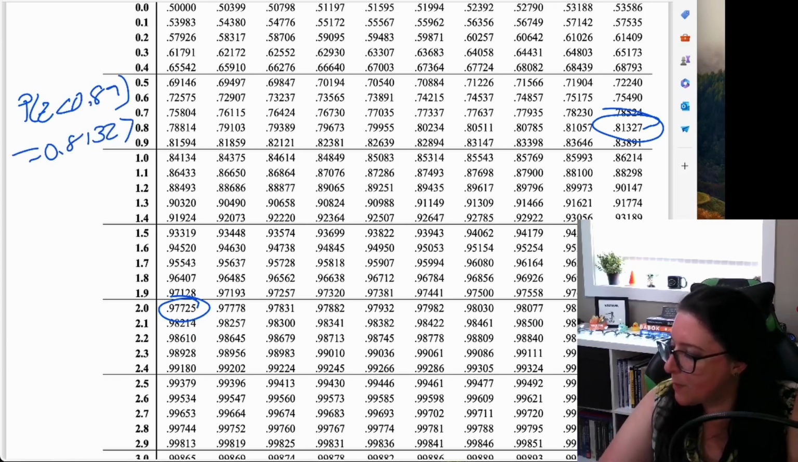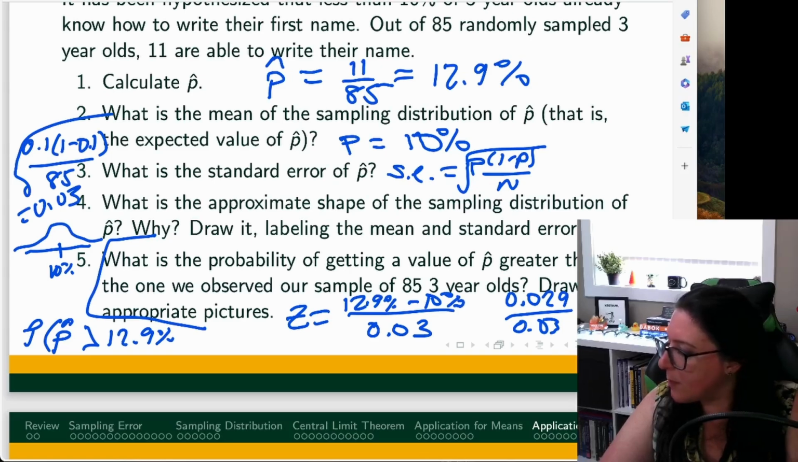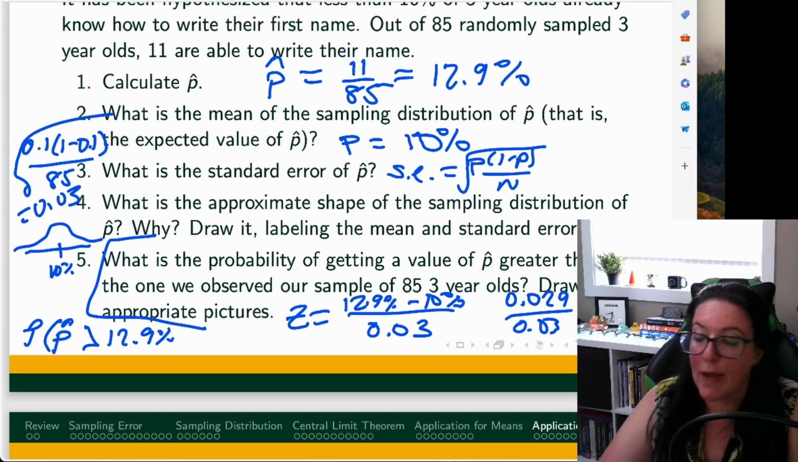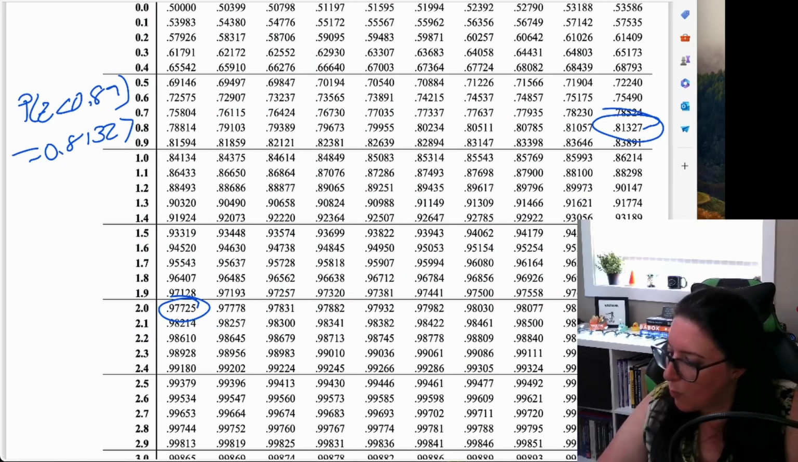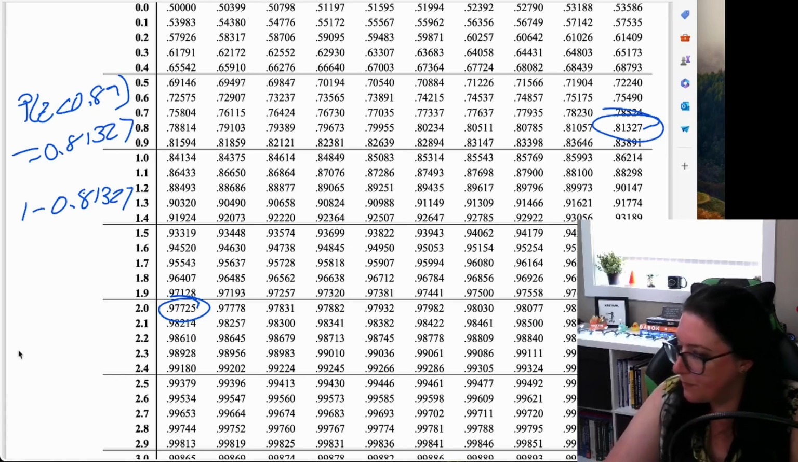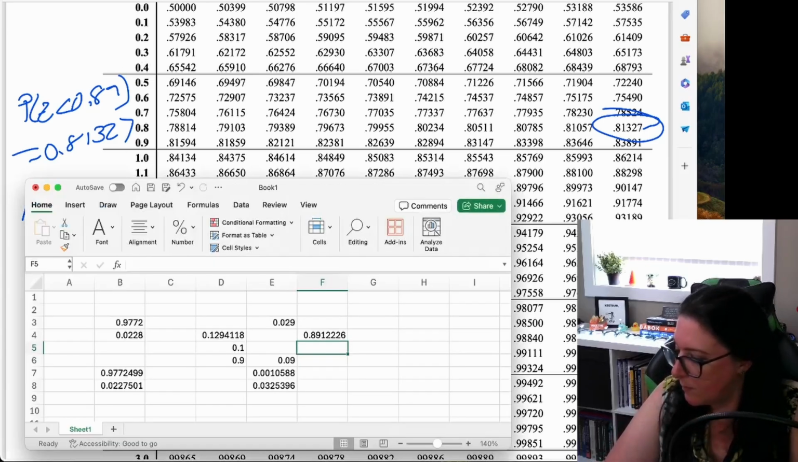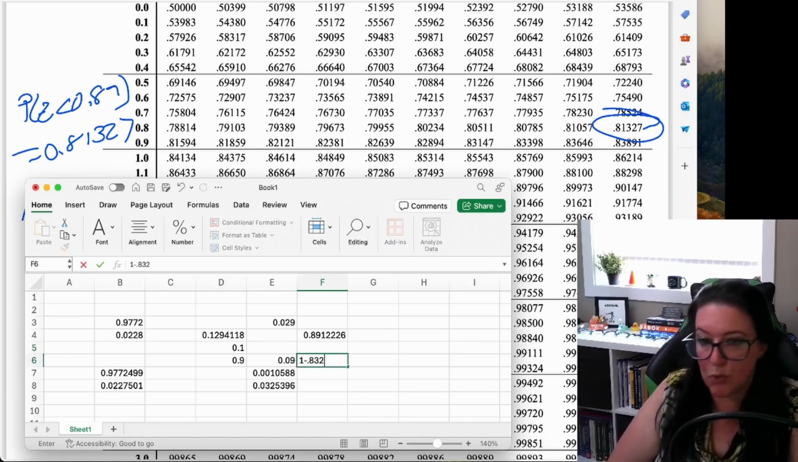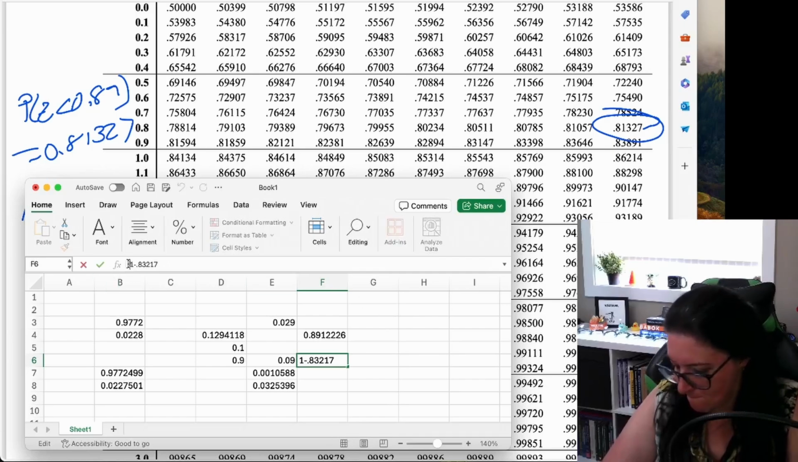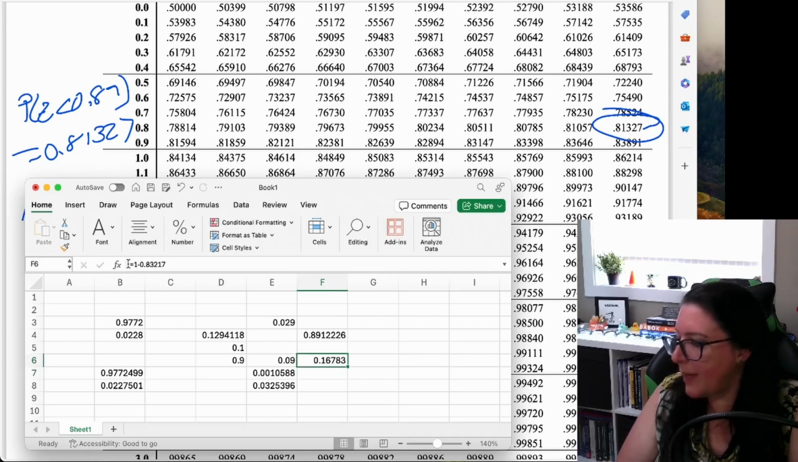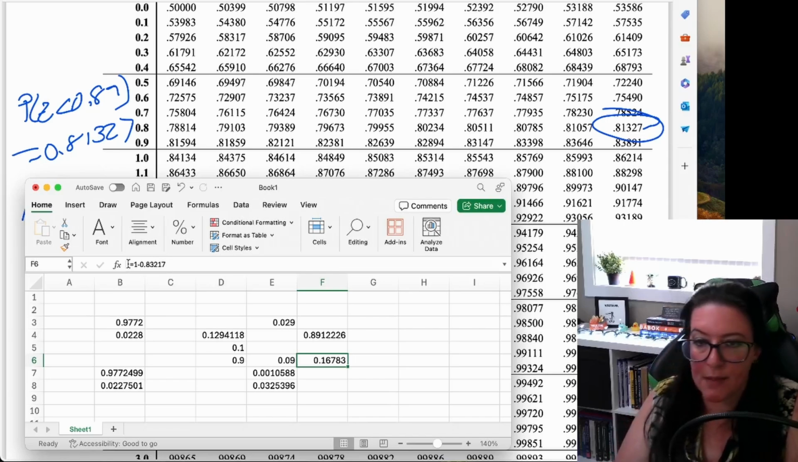So that gives us the probability that z is less than 0.89 is 0.81327. In this particular question, we want to know the probability of it being greater than that. So we want the other direction. So we will do 1 minus 0.81327. And we get 16.8%. Okay.